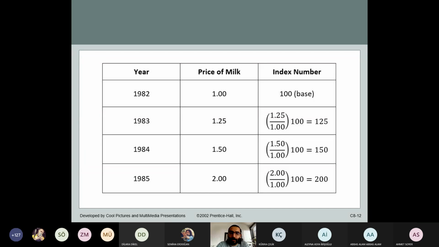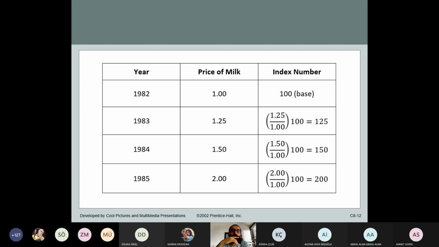And it goes like that, 1.50 and 2. So when you take the first year as a base and give it an index number of 100, you can see that in the next year, this index number increased to 125, and then 150, and then 200, so that you can make a comparison.